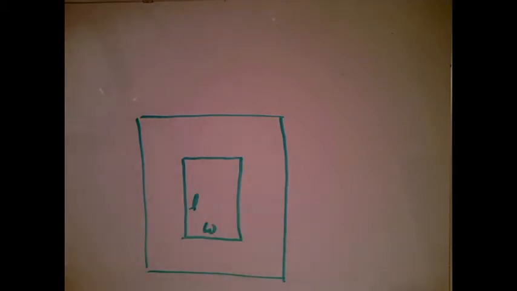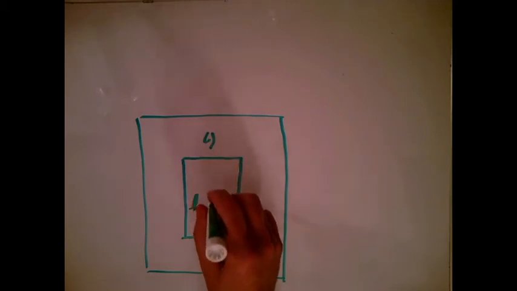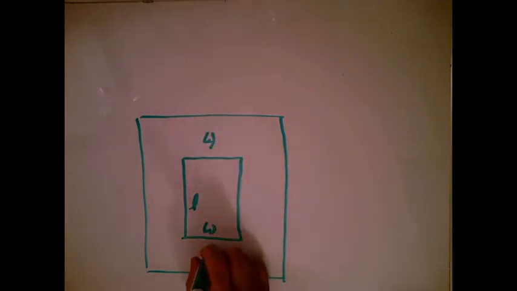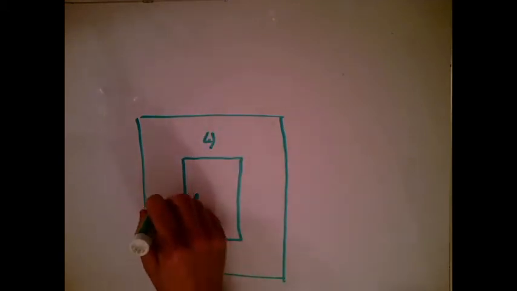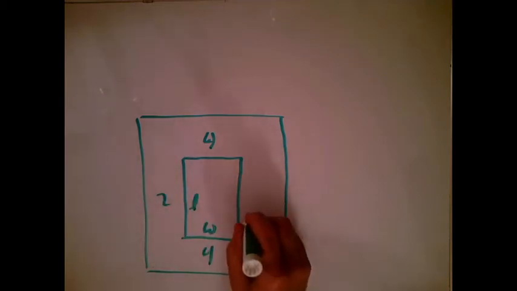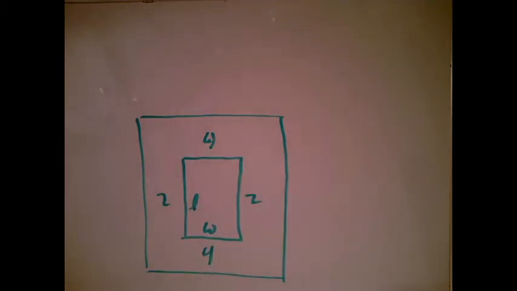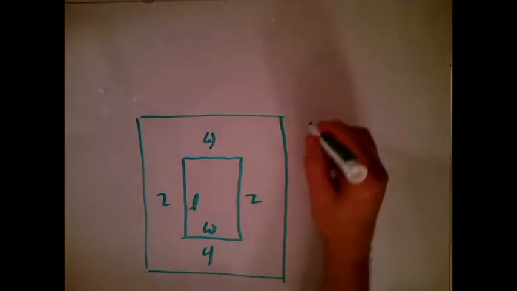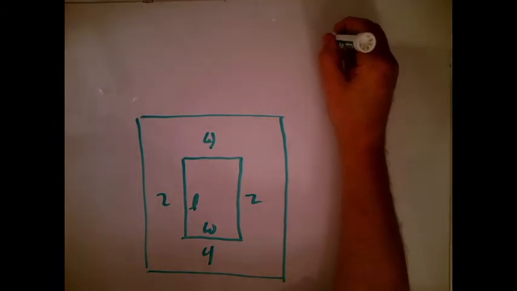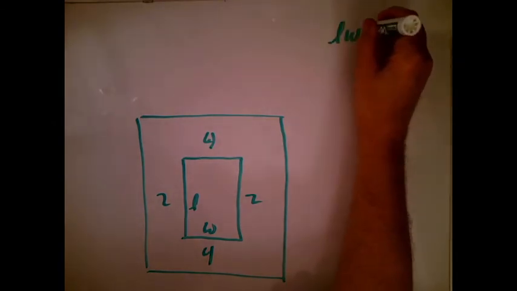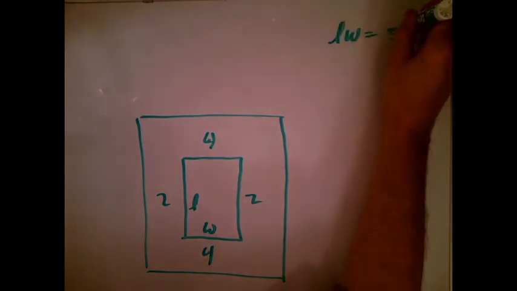They told us, I think, that there were 4-inch margins at the top and bottom, so there's a 4 up there and a 4 down there. There were 2 inches of margin on the left and right hand side. Now what did they tell us? They said the printed matter had area 50. So up here, I'm just going to write down for later reference, LW equals 50.